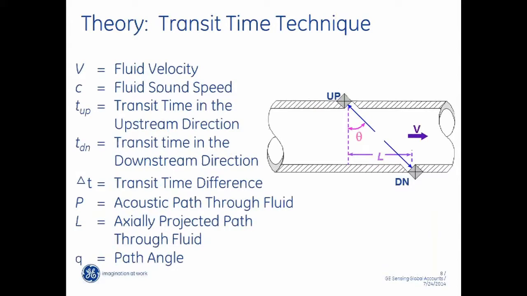Again, the technique, just another page that kind of goes over what exactly we're doing. So if you like calculations, this is a great page to look at. But basically, the biggest things that we look at is the acoustic path there toward the bottom through the fluid, how long that is. And then the axial projected path, which is the length of that path. A lot of times that's very close to the actual ID of the pipe. And then, of course, the path angle. You don't have to worry about the path angle. When you program the meter, it tells you where to put the transducers. You put them there, and the meter does what it's supposed to do.